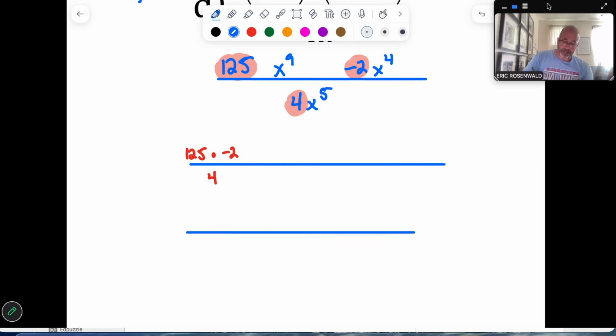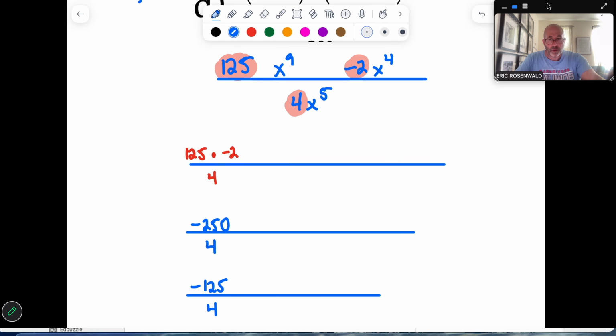That means we have negative 250 divided by 4, okay? And then if I try to reduce this, this doesn't actually divide out evenly, so we're going to end up with a fraction still, but simplified, this is going to equal negative 125 over 4. Oh, not over 4, over 2, sorry, over 2. All right, so that's just the coefficients.